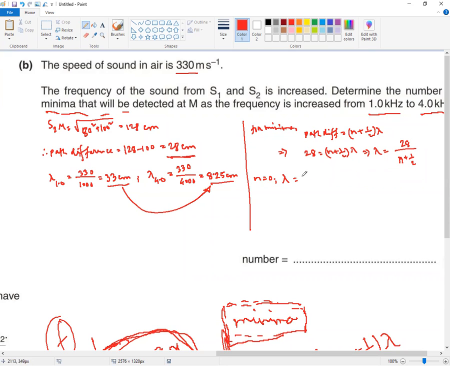56. 0 plus half, basically half. 28 by half basically means 28 by 2. That is 56. 28 multiplied by 2, that is 56 centimeter.